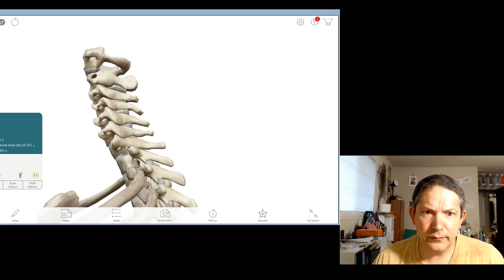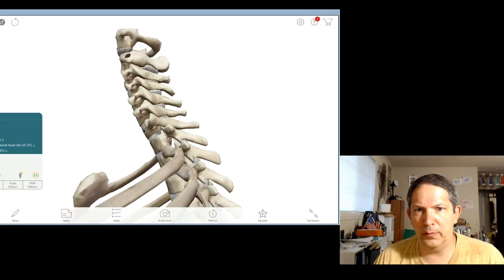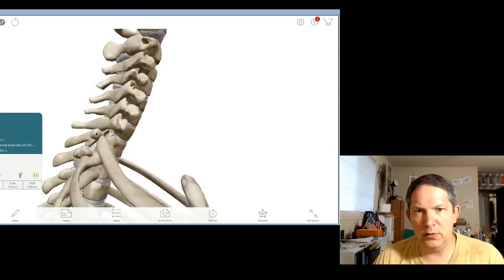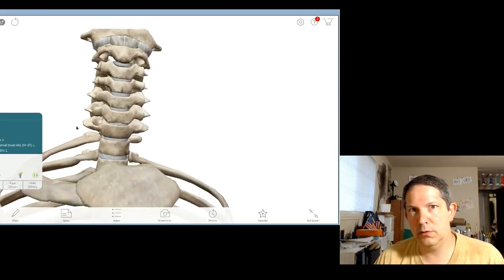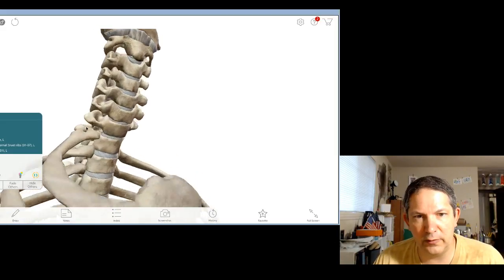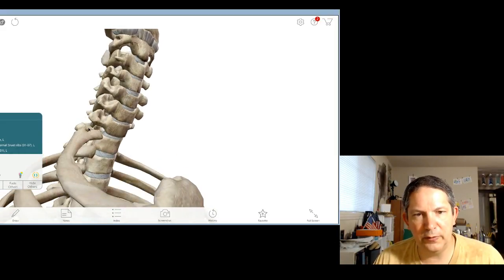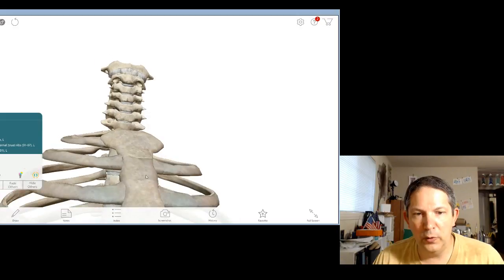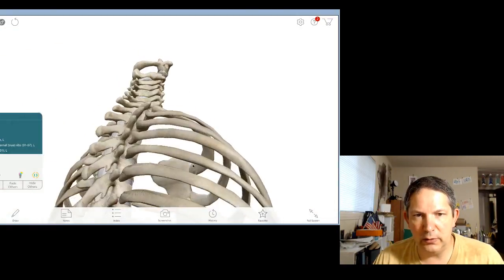Okay, and as I mentioned, 7 cervical vertebrae is a mammalian trait. So a giraffe has 7 stretched out cervical vertebrae. A mouse has 7 teeny tiny cervical vertebrae. Like I said, there are a couple of exceptions. But okay, moving along to the thoracic region.